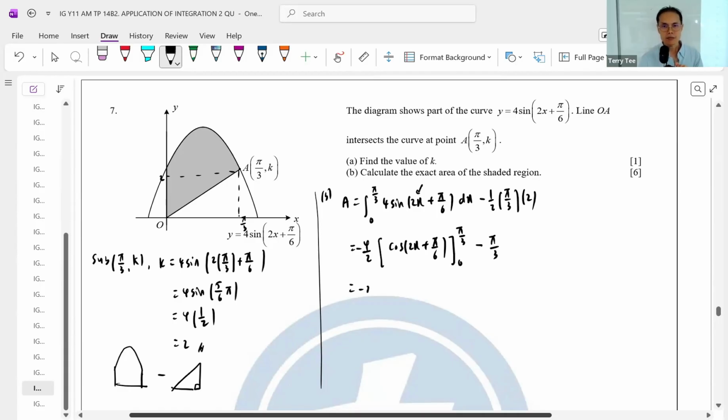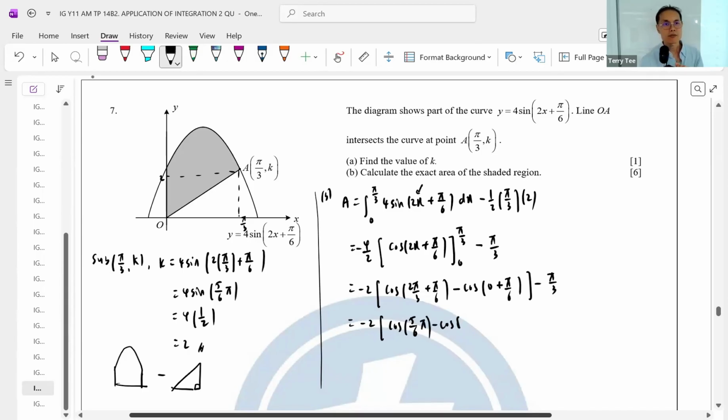Let us simplify. Negative 2, sub inside cos. Let me write 2 pi over 3 plus another pi over 6. If you substitute the second time, 2 times 0 is 0 plus pi over 6. Then you minus pi over 3. This will give us negative 2 of cos 5 over 6 pi minus cos pi over 6.